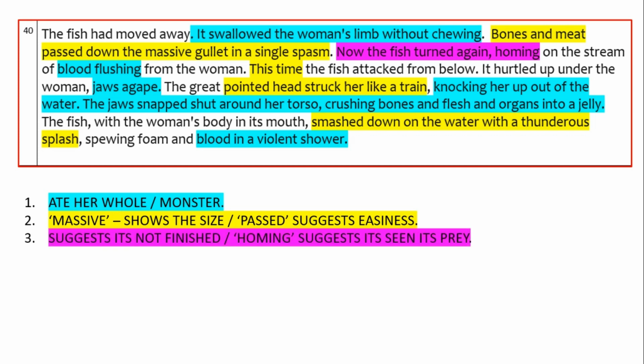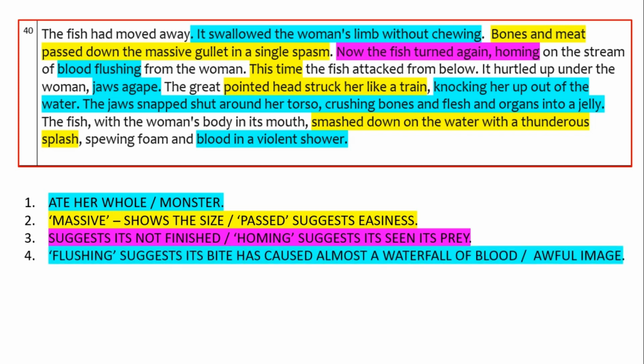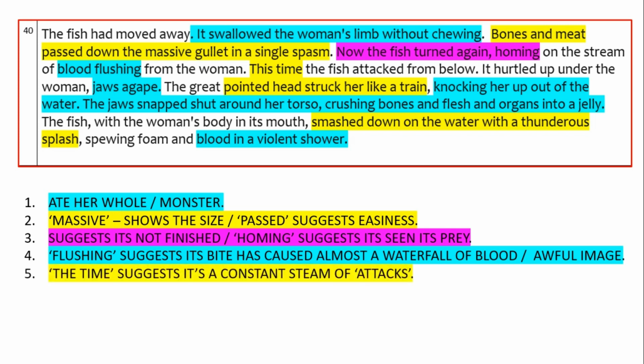Now the fish turned again, homing on the stream. So the fish turned again, which suggests the shark is not finished. It's not going to stop till the job's done. And homing in, it's almost like it's narrowing in on the blood. So it's almost seen its prey, and it's going to finish the job. Blood flushing from the woman. It could have said the blood trickles from the woman, but the word flushing suggests almost a waterfall of blood. It's an awful image for the reader.